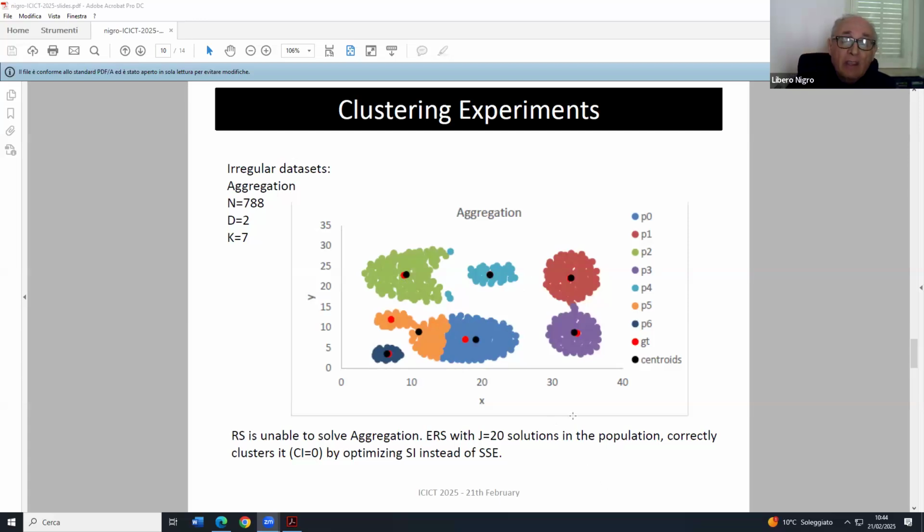We have solved it by using our tool, and also in this case, we achieve a cluster index 0. In this case, instead of the sum of squared error, we optimize, which means we maximize, the silhouette index, which gives us an indication of a well-formed cluster. Well-formed means a compact internally cluster and also well-separated cluster one to another.